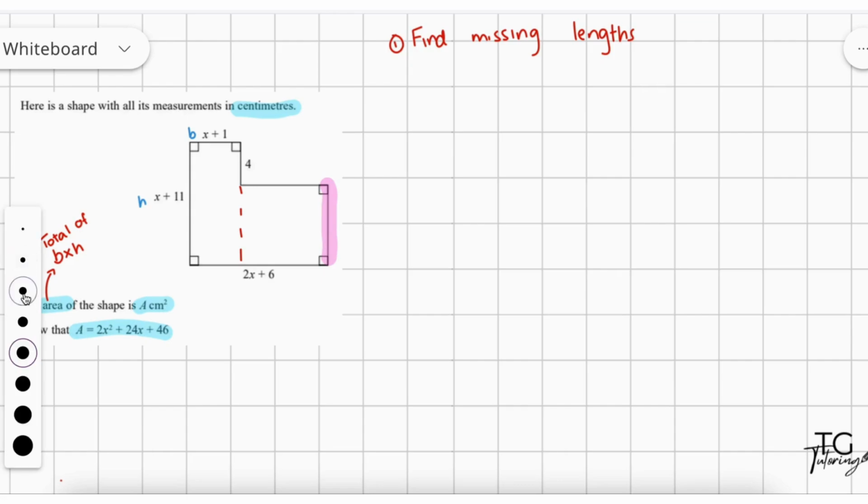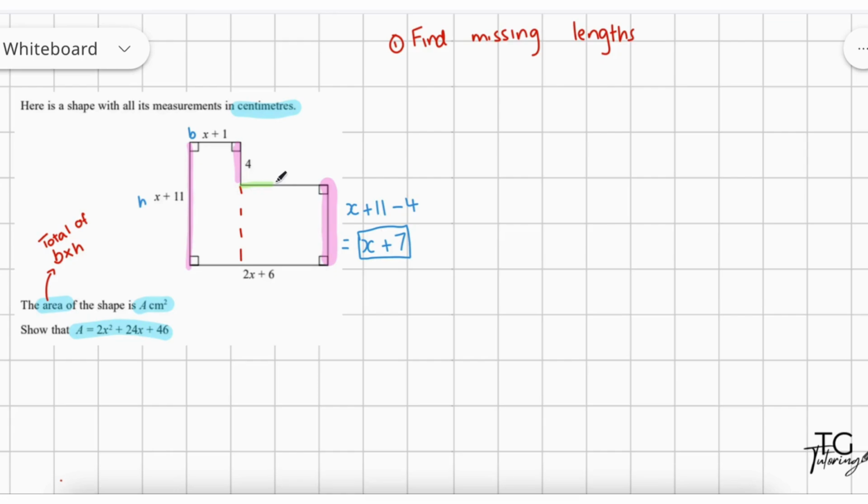To find that length, if I'm looking for this side here, I'm going to use the sides that are parallel. So this long side is made up of this side plus this side. So to find that missing length, I'm going to do 2x plus 6, and I need to take away x plus 1. I'm putting it in brackets because I'm taking away the whole thing. X plus 1. So 2x plus 6, take away x plus 1. 2x take away x is 1x, and 6 take away positive 1 is 5, so it'll be x plus 5.